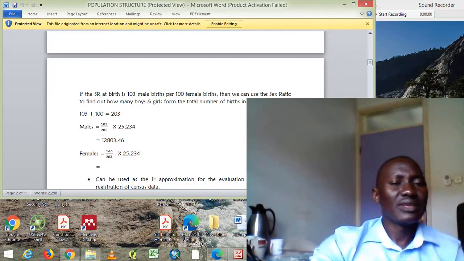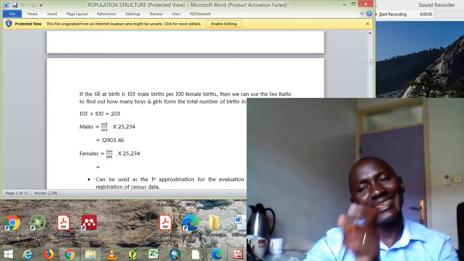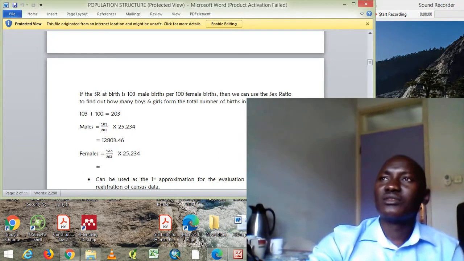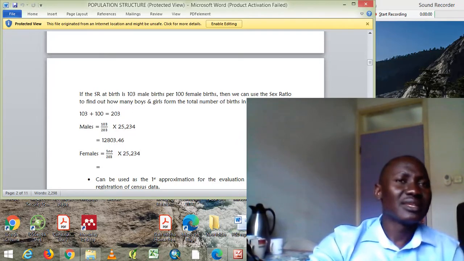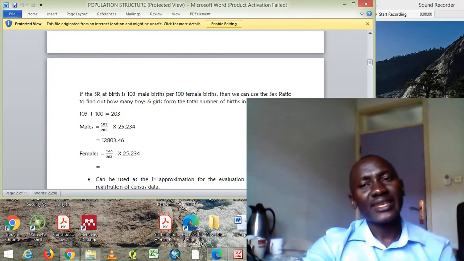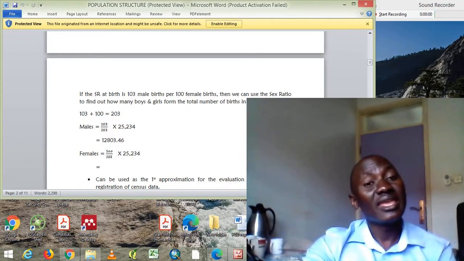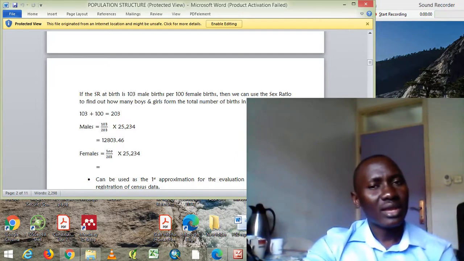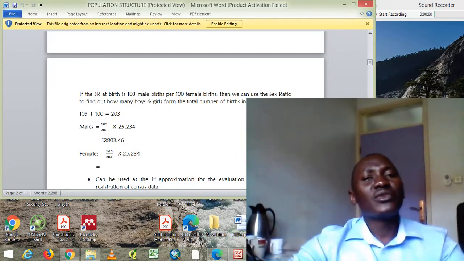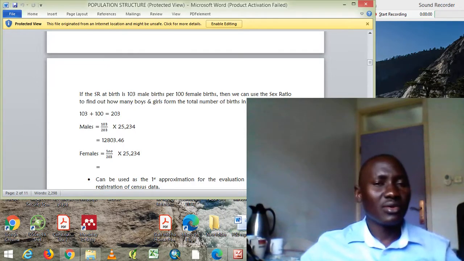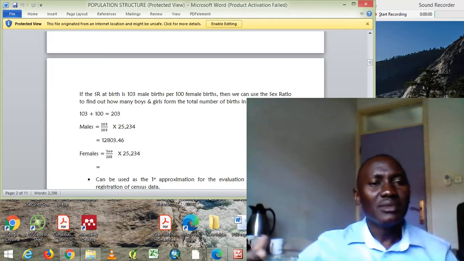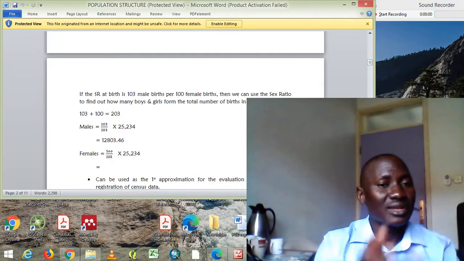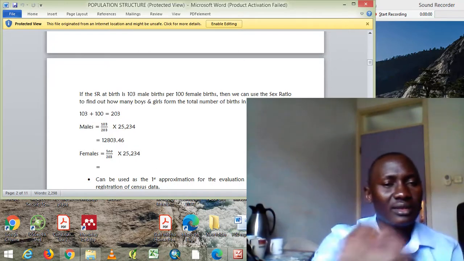So when you get those figures and feed them into the equation, you will get the exact number of male births. It's like saying that maternal mortality is 19 mothers per 1,000. It doesn't mean that it's only 19 mothers who are dying in a day. No, that is per 1,000 women undergoing childbirth. So if the total births in the whole country in one day is 1 million, the number of maternal deaths is not going to be 19.